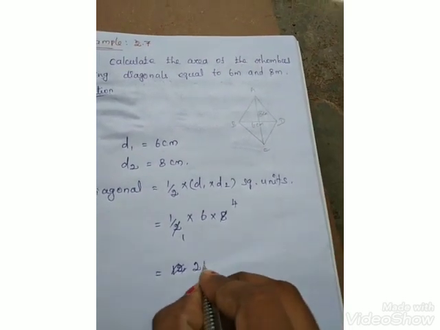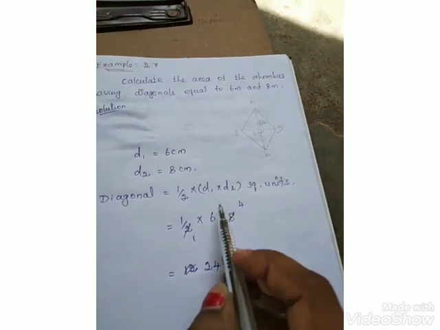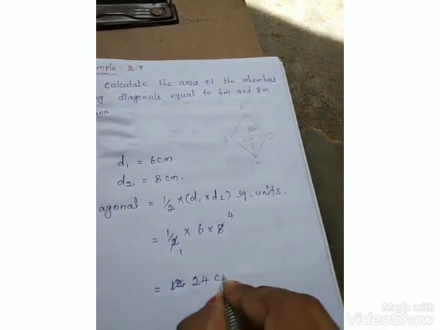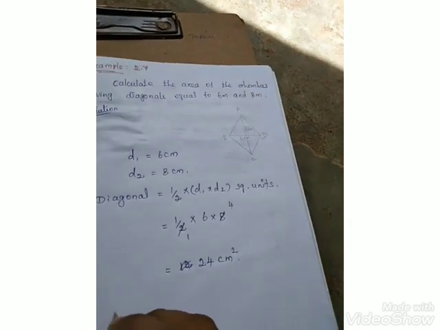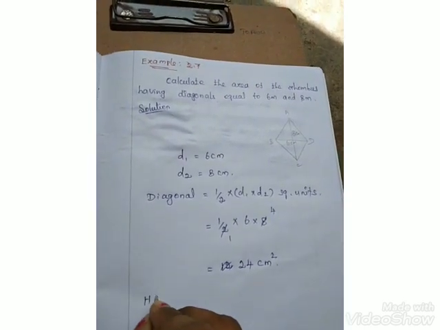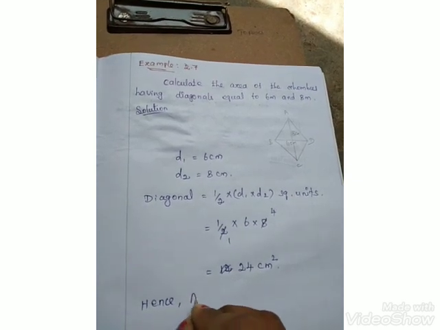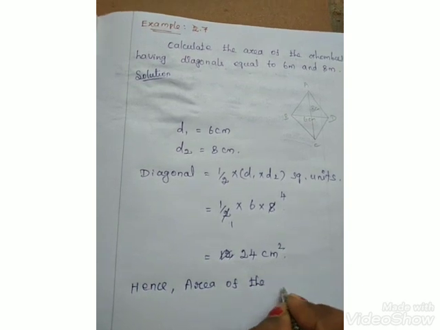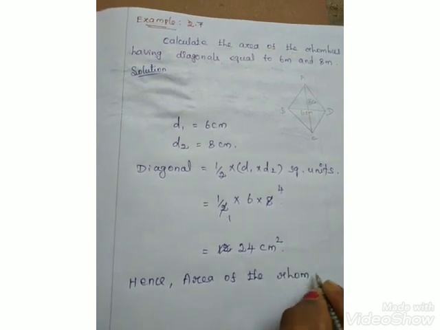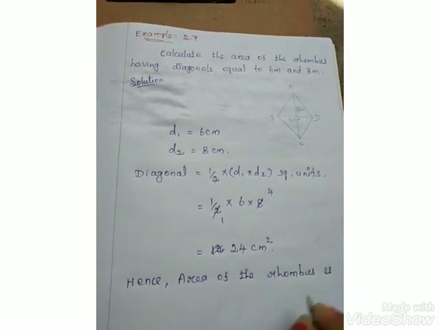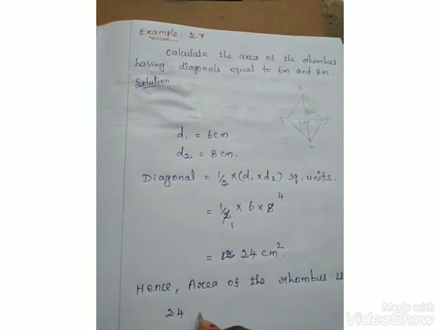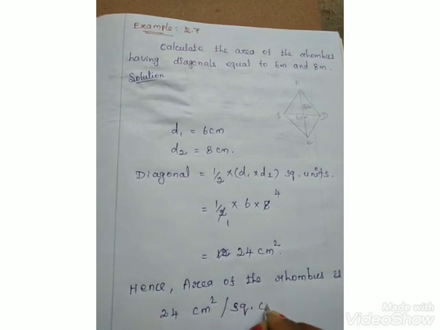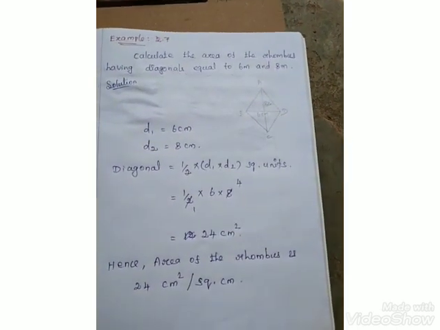Here centimeter, here also centimeter. So centimeter into centimeter, centimeter square. So hence the area of the rhombus is 24 centimeter square or square centimeter. Do you understand?